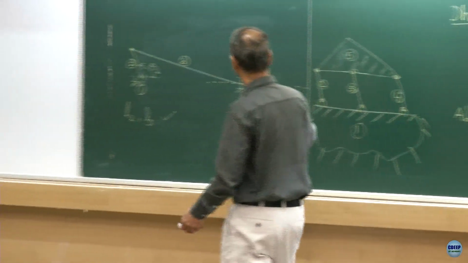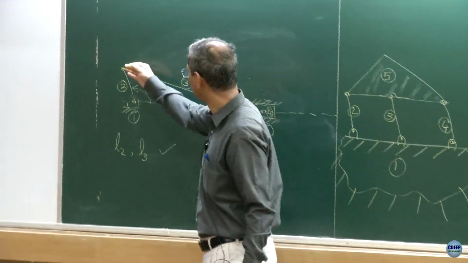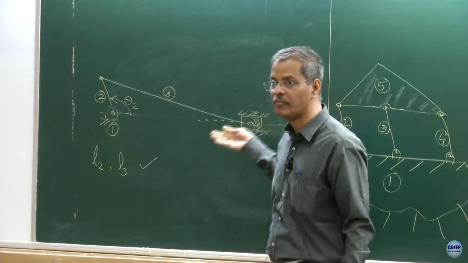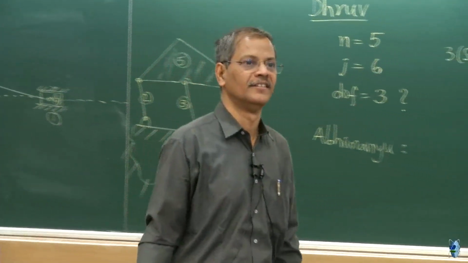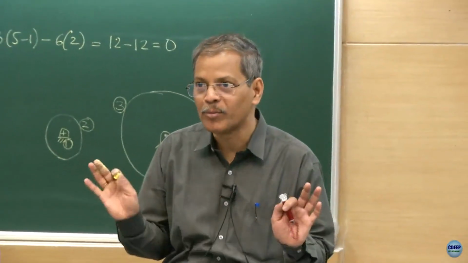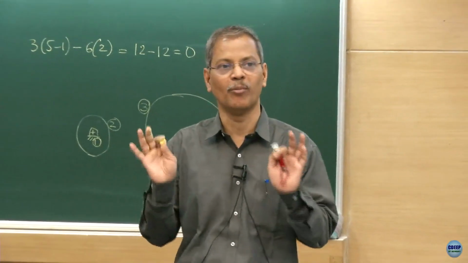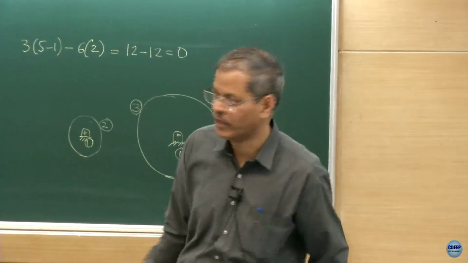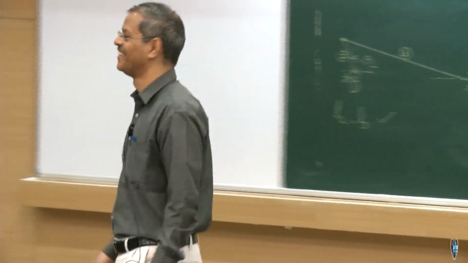How will I find the position and orientation of link 3 and link 4? As you can imagine, this is a pure geometry problem, right? Clear? Is the problem clear? Does anyone have a question about the position analysis problem statement? Fair enough. You are a wonderful class, you understand everything that I say.